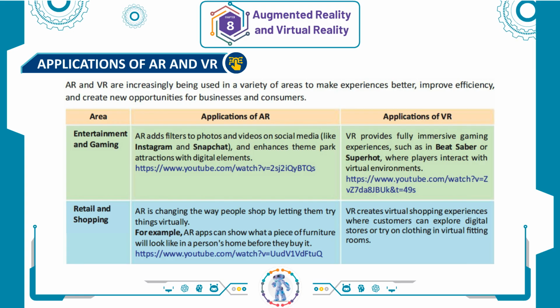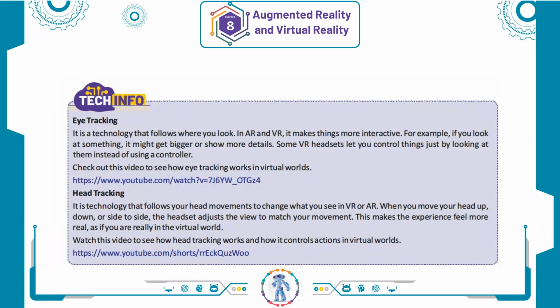VR creates virtual shopping experiences where customers can explore digital stores or try on clothing in virtual fitting rooms. Tech info. Eye tracking. It is a technology that follows where you look. In AR and VR, it makes things more interactive. For example, if you look at something, it might get bigger or show more detail. Some VR headsets let you control things just by looking at them instead of using a controller.